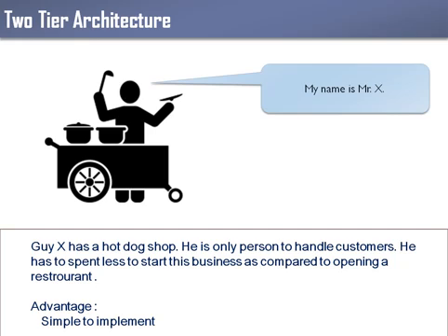He has to spend a little amount to start this business. So we can say the advantage of this food cart is that it is very simple to implement. And now why are we calling this two-tier architecture? Because when a client comes to Mr. X, the client directly interacts with X. So the client is the one asking for food, and Mr. X is the one serving food to the client.